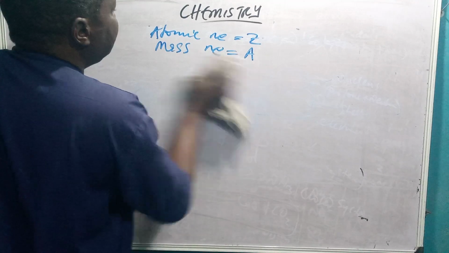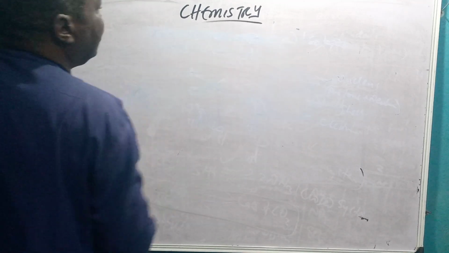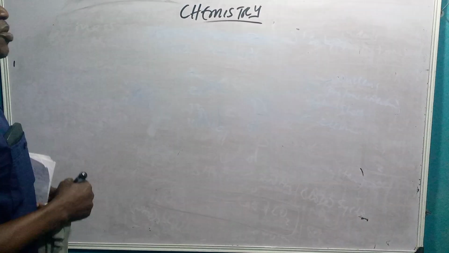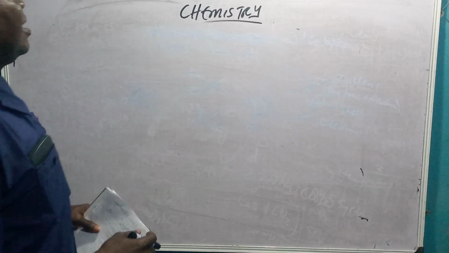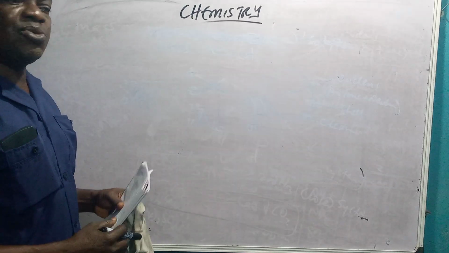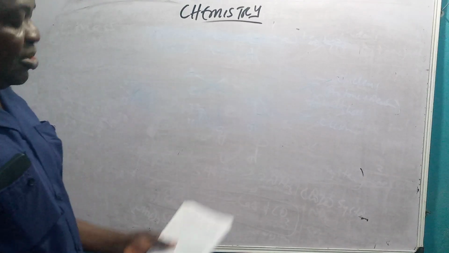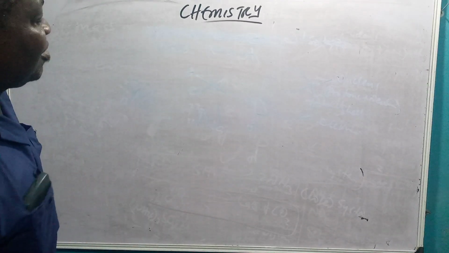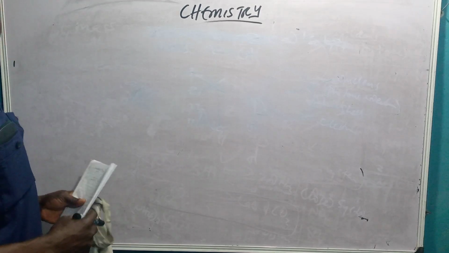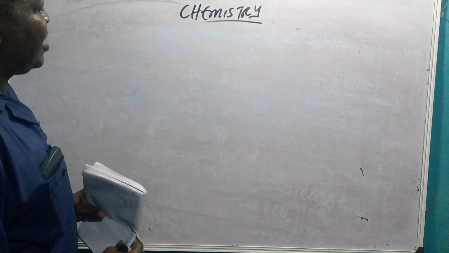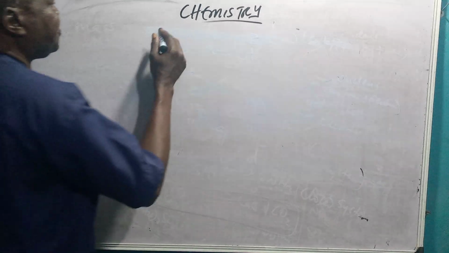Now, we have already defined atomic number as the number of protons in the nucleus of the atom of an element, while the mass number is the number of protons plus the number of neutrons in the nucleus of the atom of an element. Now, the next area we are going to have a look at is isotope.